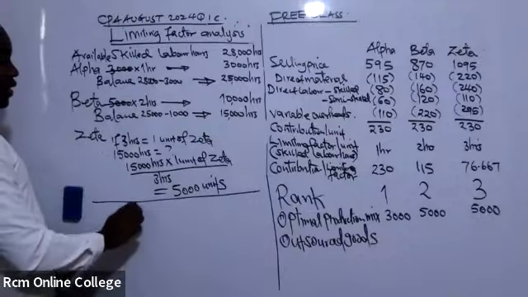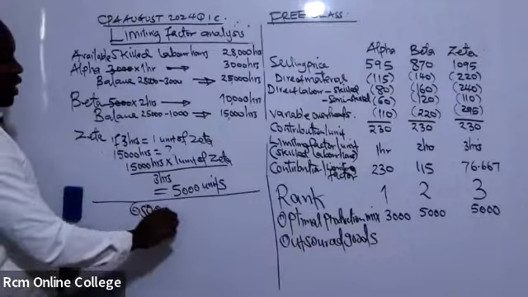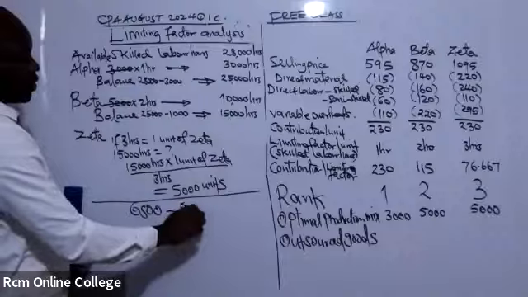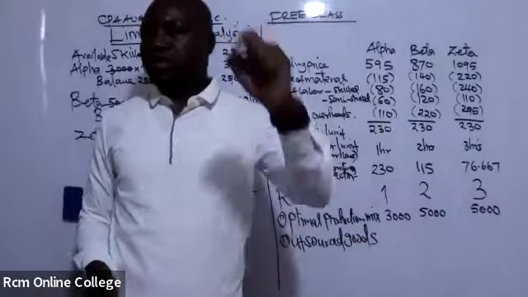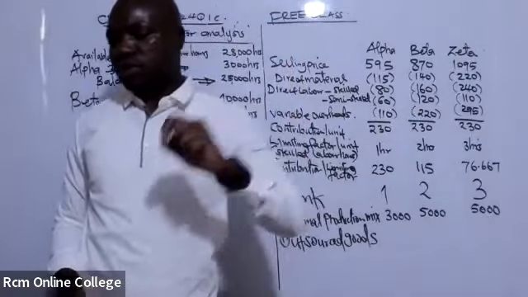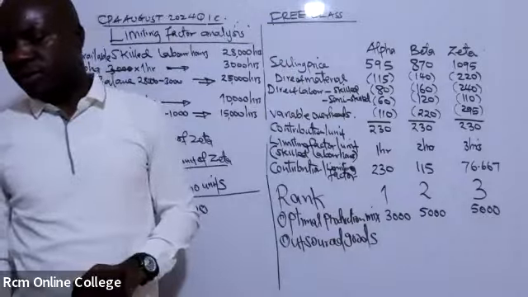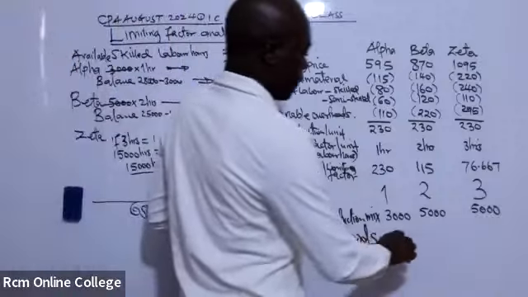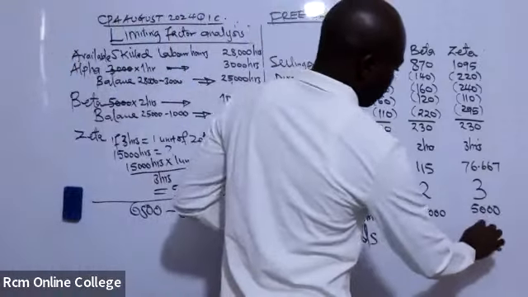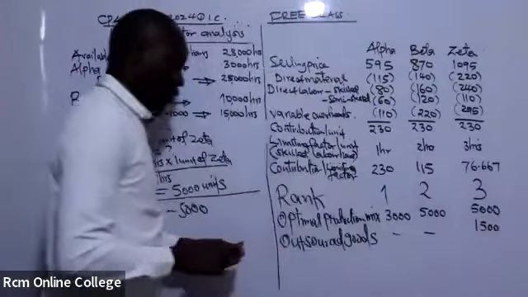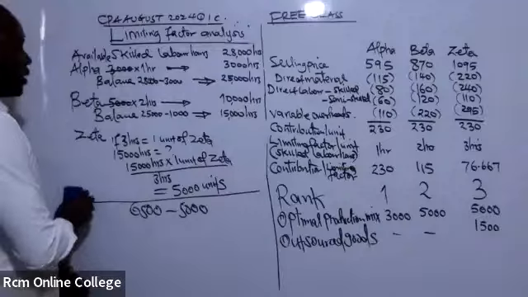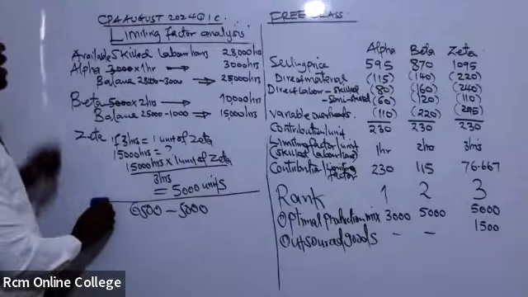The market demanded 6,500. The company managed to produce 5,000. So how many units will be outsourced? How many units of zeta will be outsourced? 1,500. That is what we have in our question.